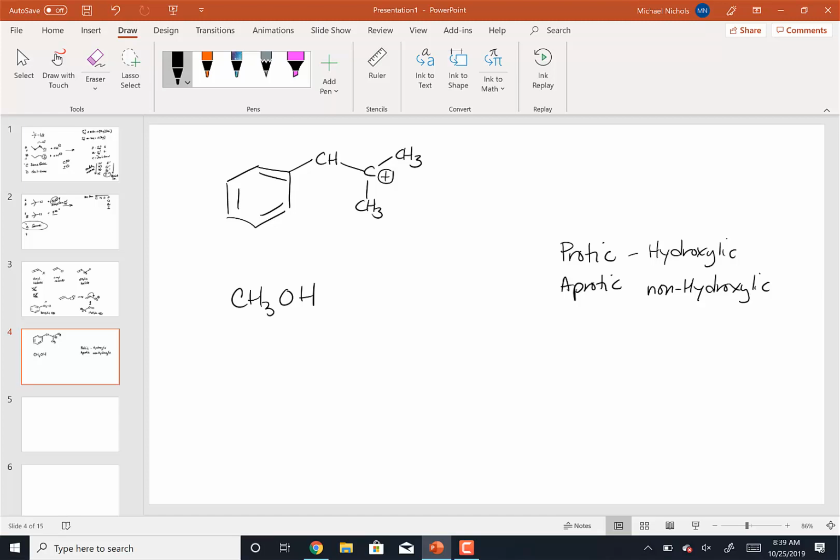methanol, what kind of solvent is that? Protic, aprotic, hydroxylic, non-hydroxylic? Which one is it? Let's vote. A, protic; B, aprotic; C, don't know. Okay? Those are your choices.